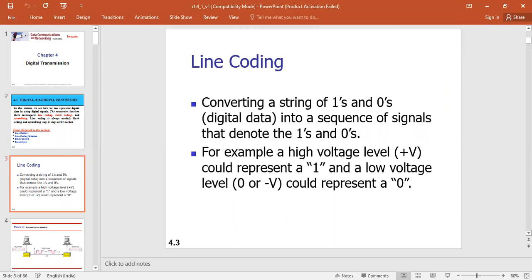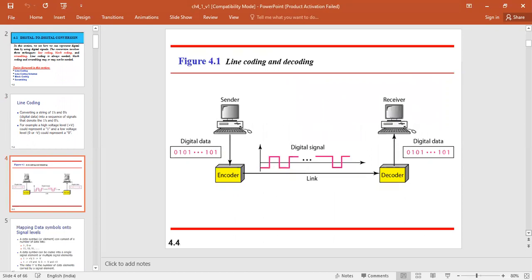Before discussing the line coding schemes, we have to discuss some common characteristics of this transmission. So this is line encoding and decoding, where the sender's digital data is encoded by a digital signal and sent to the link. The decoder receives it and decodes it again into digital data.